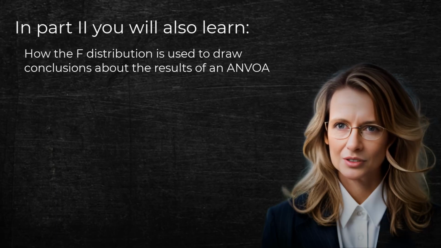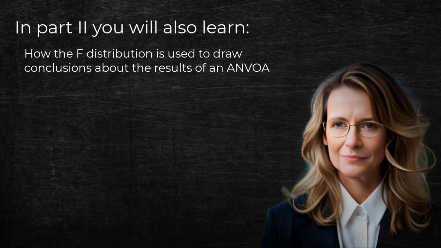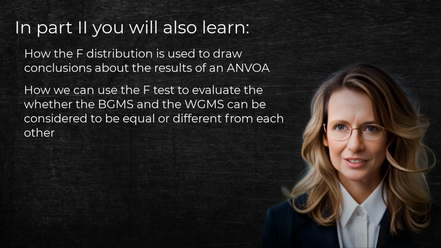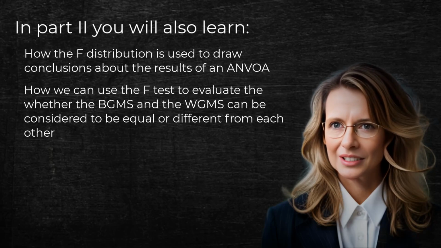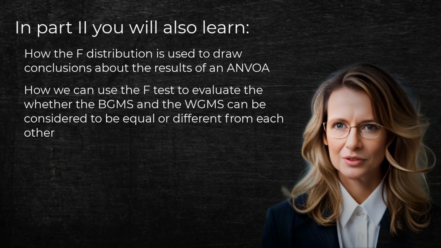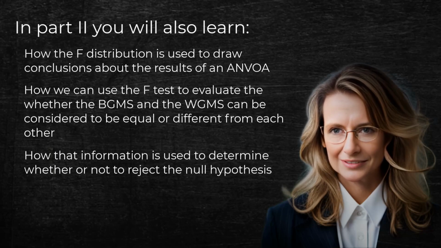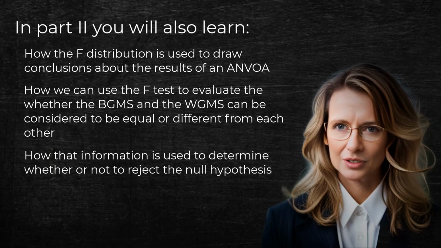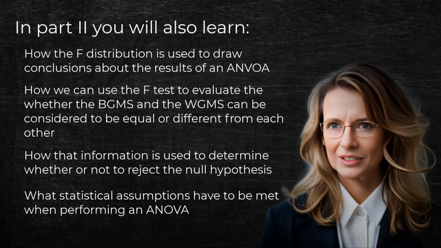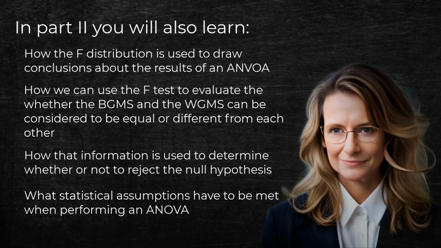where we will cover the F distribution and how it is used to draw conclusions about the results of an analysis of variance. You will learn how we can use the F test, which is based on the characteristics of the F distribution, to evaluate whether the between groups mean square and the within groups mean square can be considered to be statistically equal or different from each other. You will also learn how we use that information to determine whether we should reject or fail to reject the null hypothesis that the group means in our study are equal to each other. Finally, we will also cover the statistical assumptions for analysis of variance that have to be met in order for the conclusions we draw to be valid.